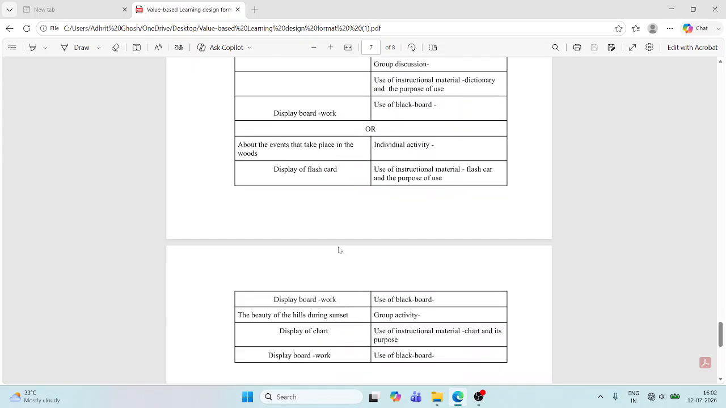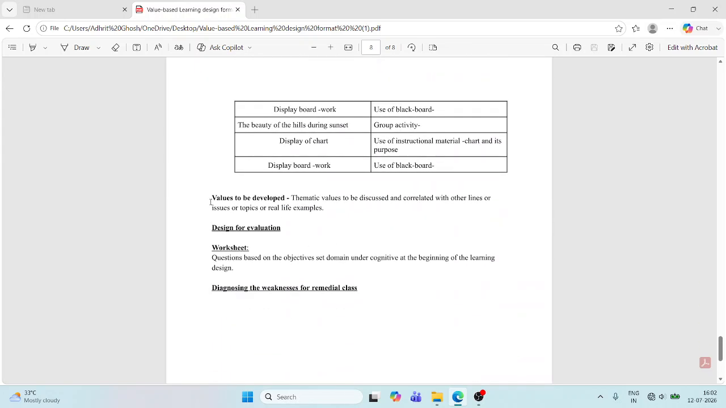Then at the end of this learning strategies, add this section, values to be developed. Here you mention the thematic values, that is the overall lesson's thematic value or the moral value, or if there is any chief message through the lesson, you mention that. If for that you are using a flashcard or a chart or any other teaching learning material, you can do that. If you are organizing a discussion on that, you can also describe that.